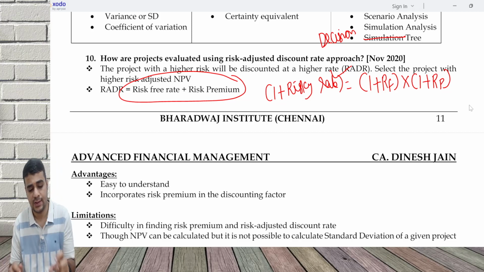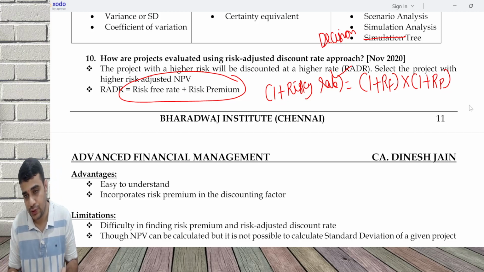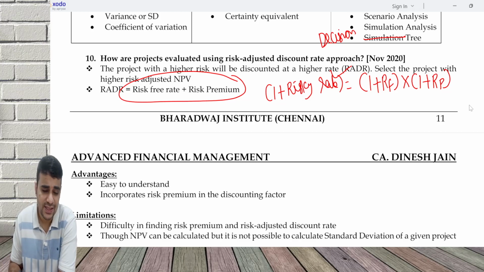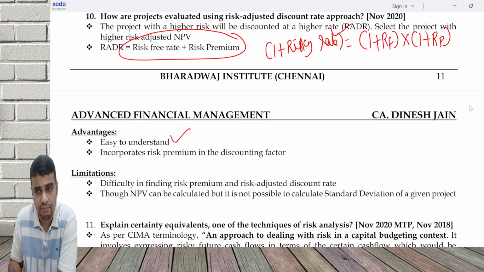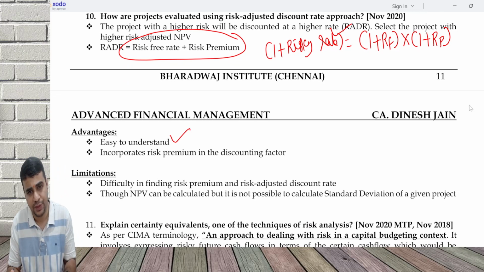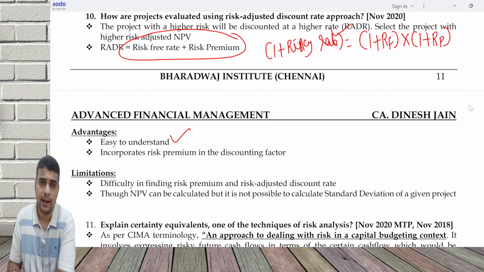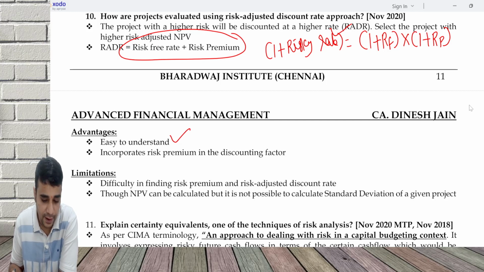In the practical world, this is a technique which is significantly used. The reason is very simple: it is easy to incorporate the risk premium. The other technique available is the certainty equivalent factor, where you have to adjust the cash flows. Adjusting the cash flows is slightly more difficult as compared to adjusting the discount rate. So in the practical world, RADR is the preferred approach because it's easy to adjust the discount rate and incorporate that in the discounting factor.